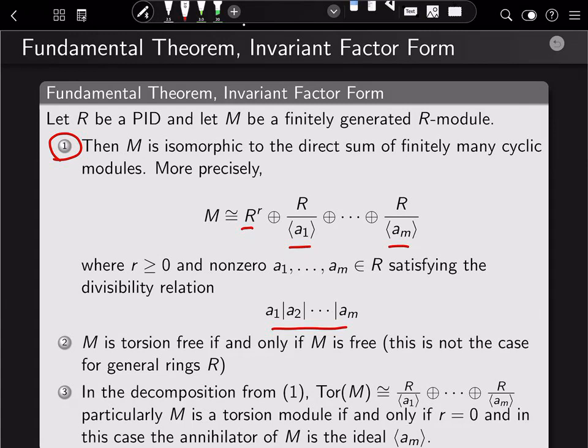Loosely speaking, this part right here is the torsion part of M, and this part right here is the free part. And that's what the third part says. So when we decompose a module this way, the torsion part of M are these direct sums of cyclic modules. And a module is free if it has none of this torsion piece to it. A module is purely torsion if that free part is equal to 0. So that's where these two ideas come into play.